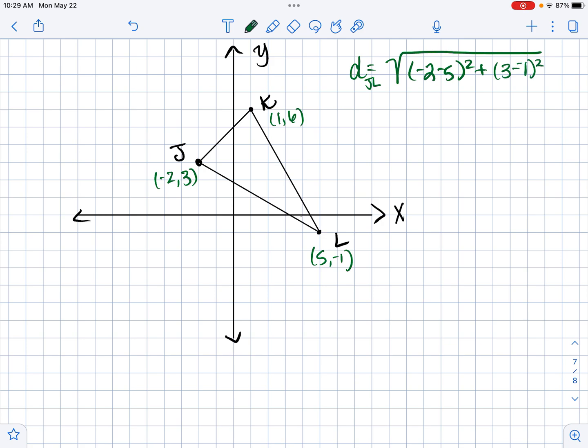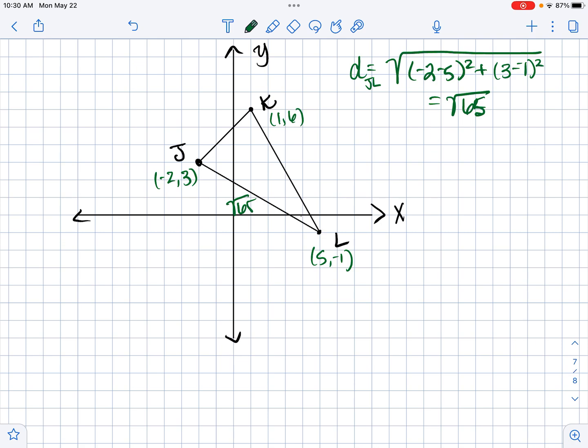Please, please, please, please be careful with your negative signs. Let's see, 7 squared is 49. And 4 squared is 16. So that's the square root of 65. That's the length from J to L. If you want to find the decimal, great, but I'm not going to because I don't need to. We just figured out this was the square root of 65, which is a little bit more than 8.